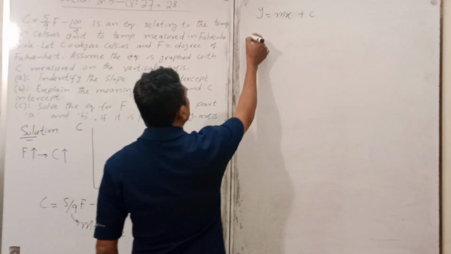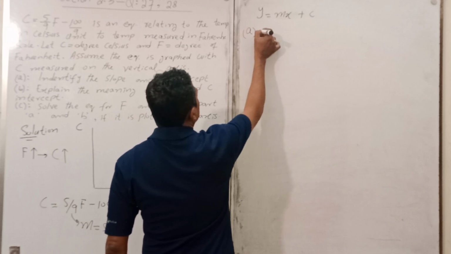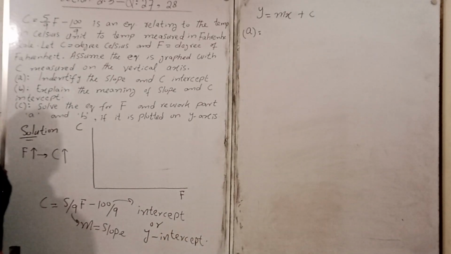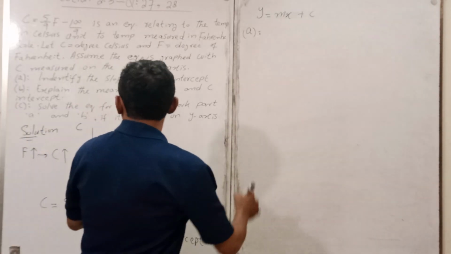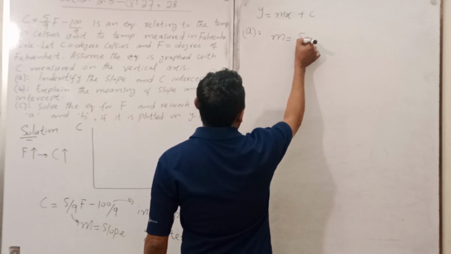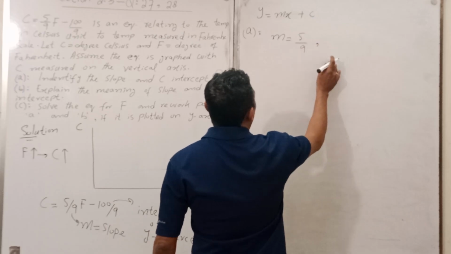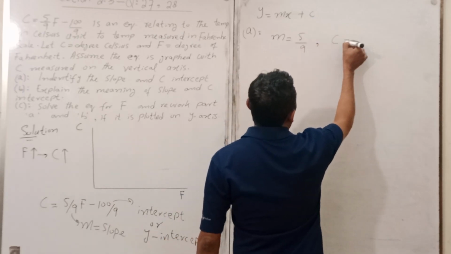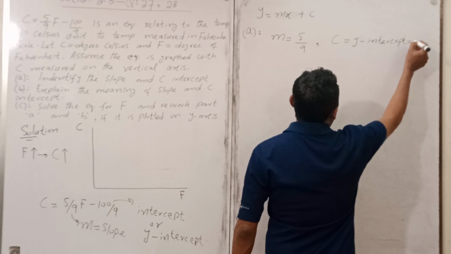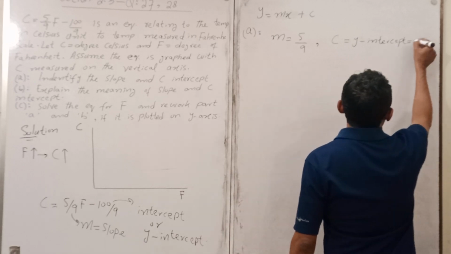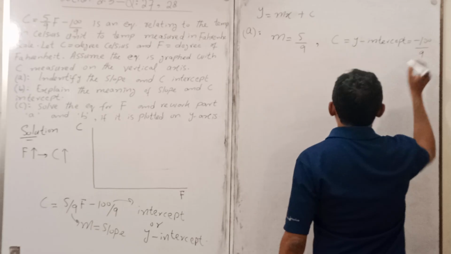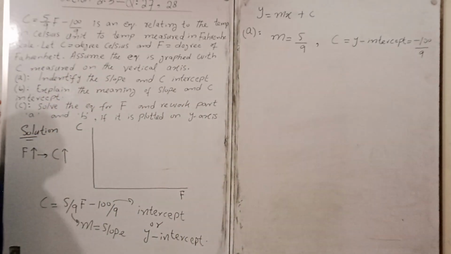Now the first part: according to the standard form of the equation, m is 5/9, and c, or the y-intercept, is equal to minus 100/9.